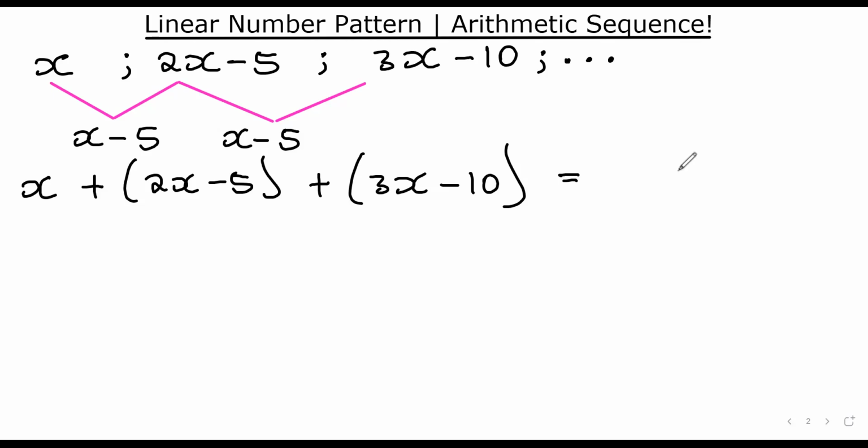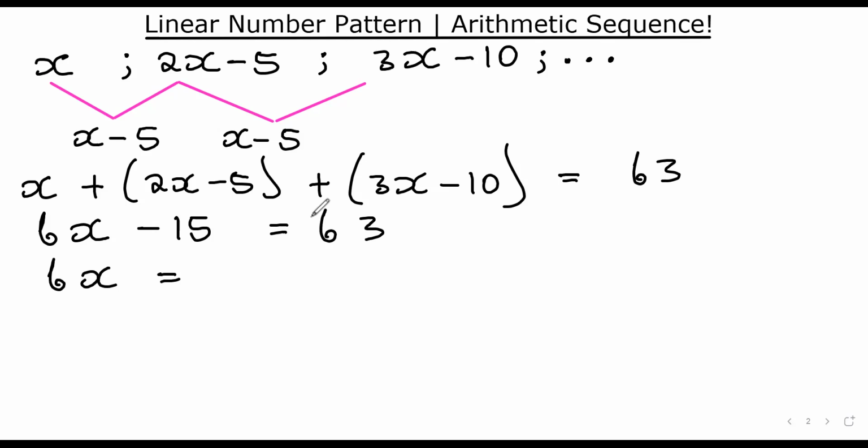Now we say, well, this entire thing is set equal to 63. And collecting our like terms, x plus 2x plus 3x, well, that is 6x, negative 5 minus 10. Well, that's actually negative 15. And we set this equal to 63.